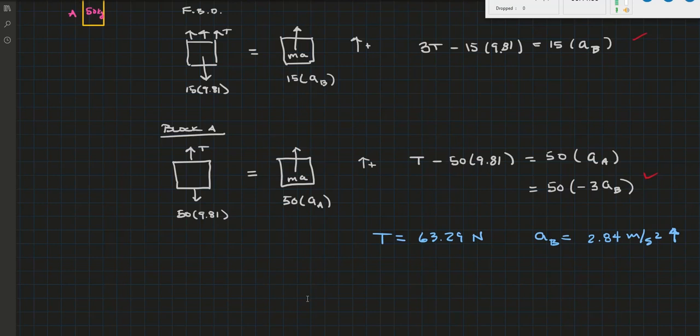I can also calculate what the acceleration of A is, although I won't need it for this problem, using that length description I have up above. It equals minus 3 times this, which is 8.554 meters per second squared. Now it actually is negative because it's minus 3 times that, so that means this is really 8.554 accelerating down, just as our intuition told us.